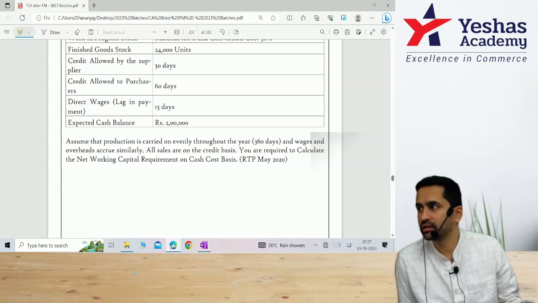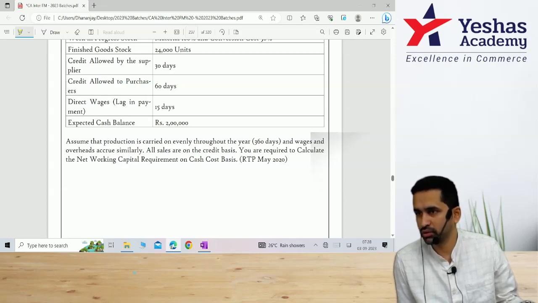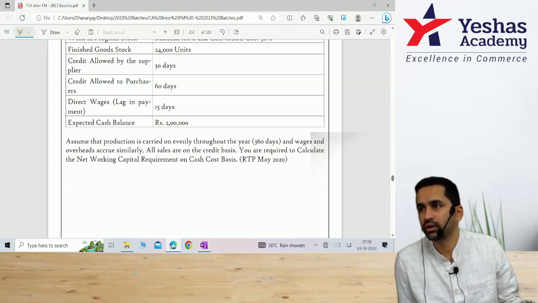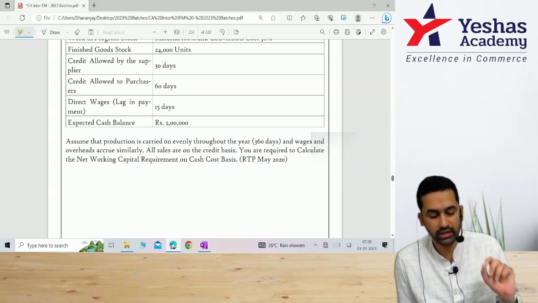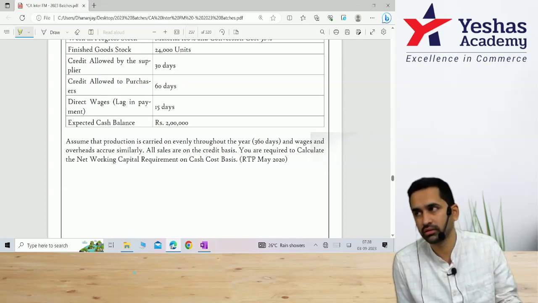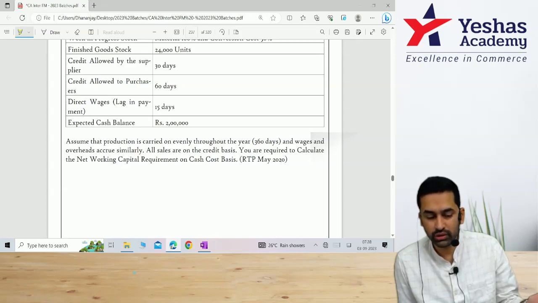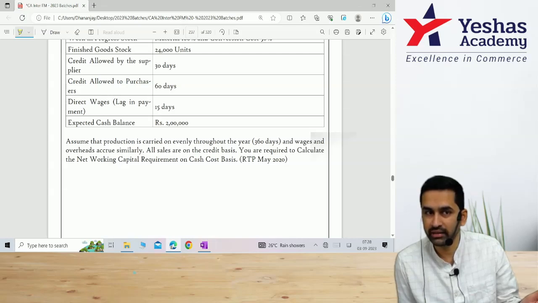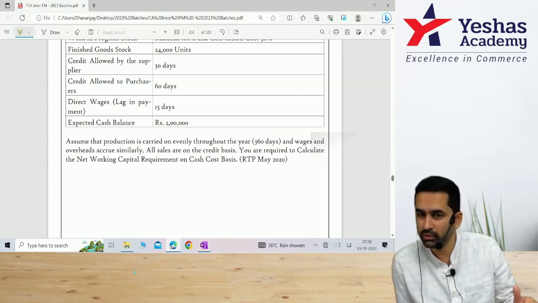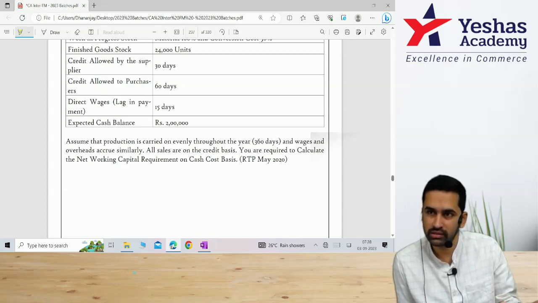There is a mistake in the way some solutions are drawn for this. When you read the line wage and overhead accrue similarly, what is the meaning? Go to the table. They only gave direct wage delay 15 days. They did not give you overhead delay. In all the questions of previous class, they used to mention that also. Now, when I read this line, direct wage delay 15 days, and then they say wage and overhead accrue similarly, tell me what's the understanding? Overhead should also be outstanding for 15 days.